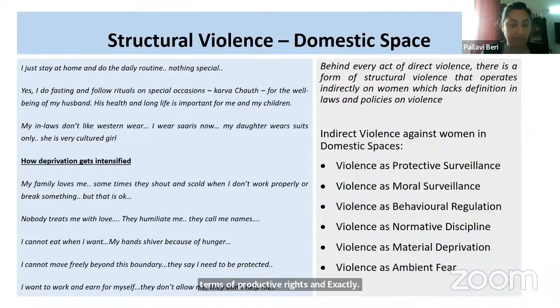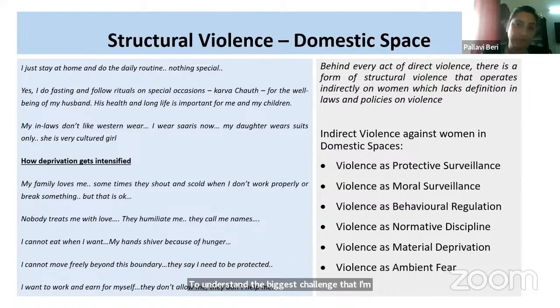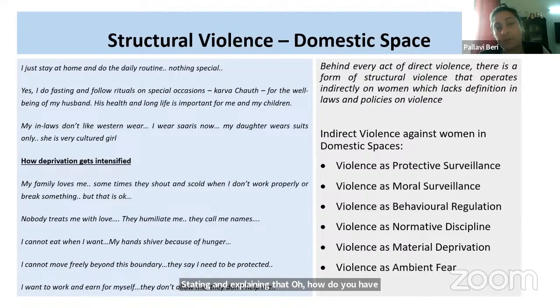So in a nutshell, my work has moved on to a stage where I have been able to get some inputs to understand. The biggest challenge that I am facing is how to measure these structural forms of violence. But if I look into the narratives that were cited, and for the lack of time, it is not possible for me to cite the narratives here. But just picking up those small points from there, women responded, stating and explaining how they have internalized this structural violence and they are not even aware that it exists: I just stay at home and do the daily routine, nothing special.